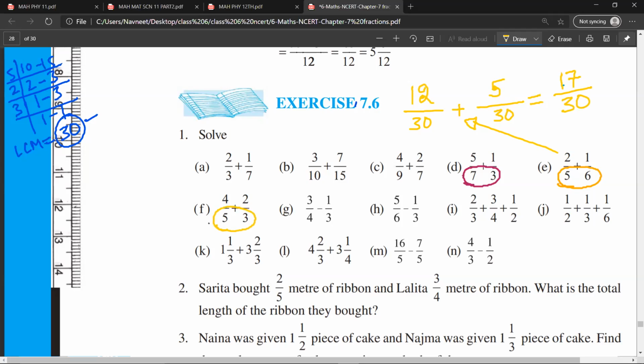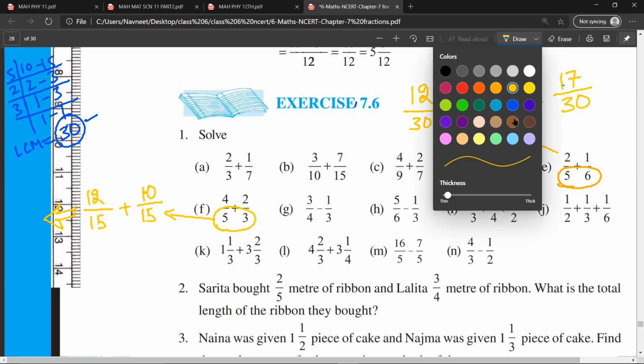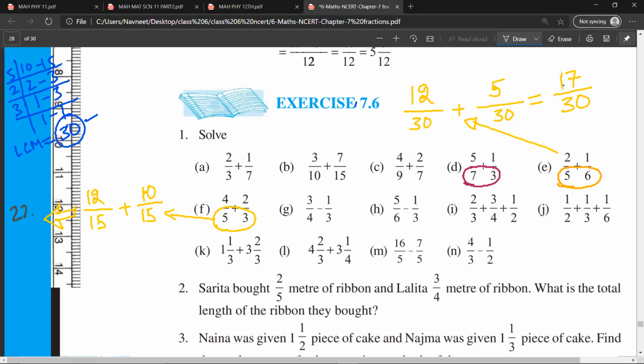What is the LCM of this? 15. What should I write here and what should I write here? 12 by 15 and 10 by 15. And what would be the answer? 22 by 15. Perfect, Mr. Sarthak. What would be the LCM of this?